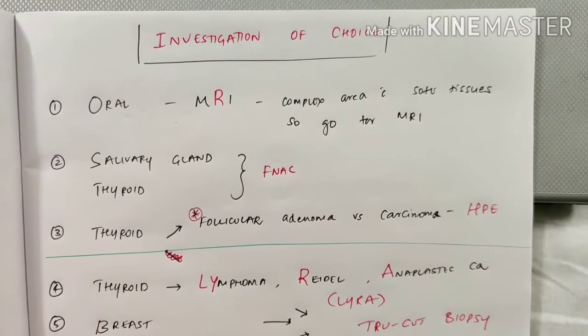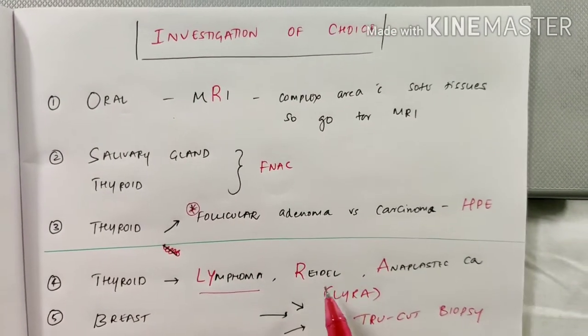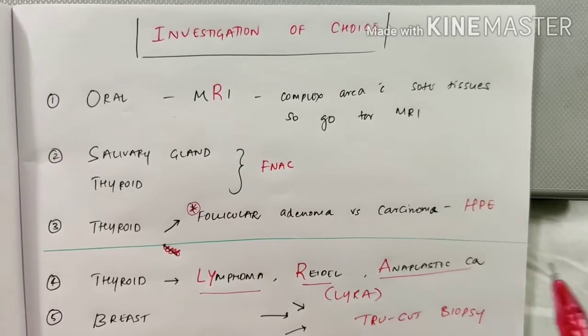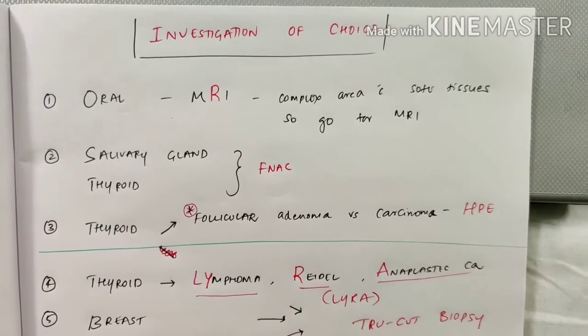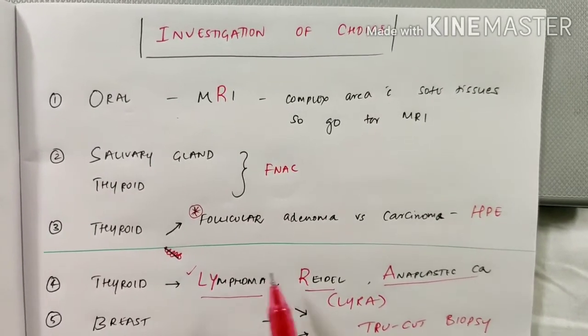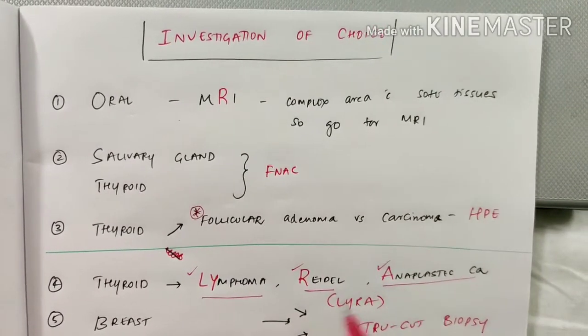In thyroid, there are three pathologies for which you have to do true cut biopsy. Those three pathologies are lymphoma, Riedel's thyroiditis, and anaplastic carcinoma.